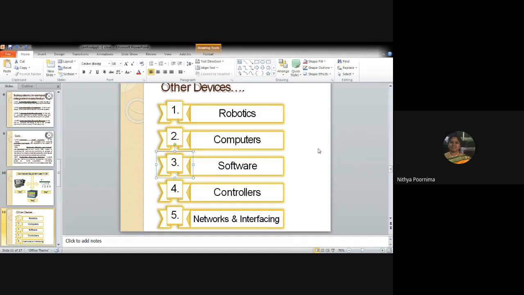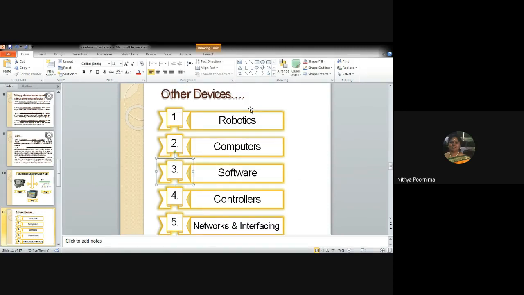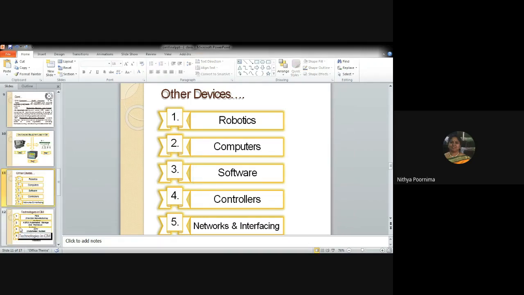Now, other devices that we use in our SIM is that we have robotics. Computer, definitely it has software, it has controllers. Without controllers, we cannot bring about any smooth functioning. Then you need to have interfacing and networks. Networks bring a channel of connection between several systems. So this network and interfacing enables complete SIM.